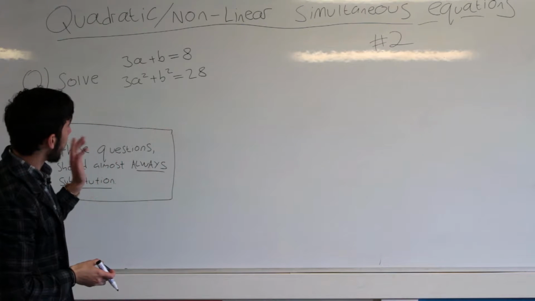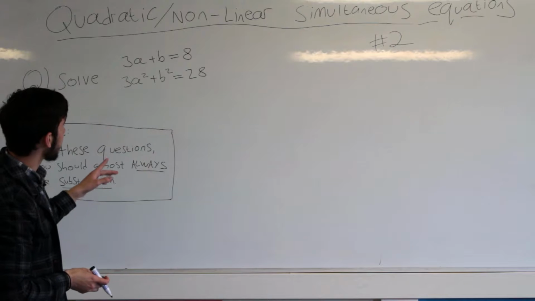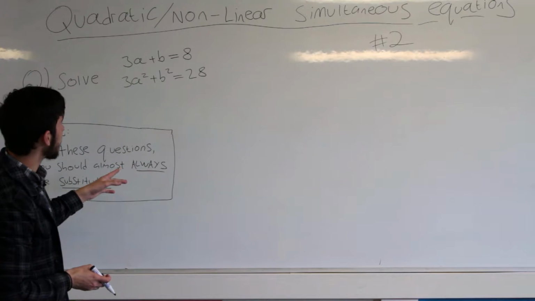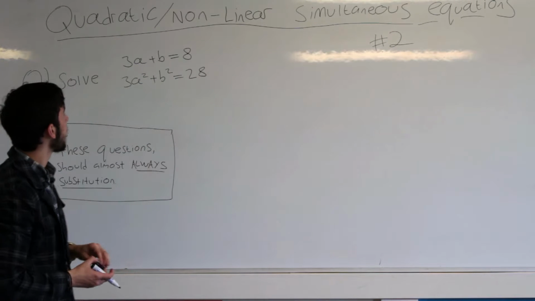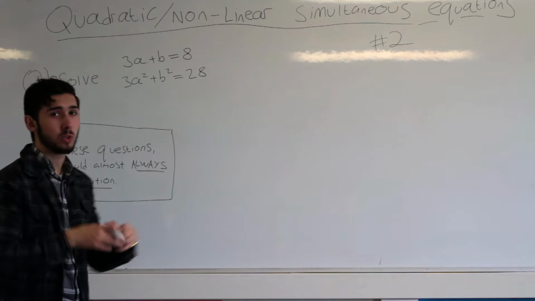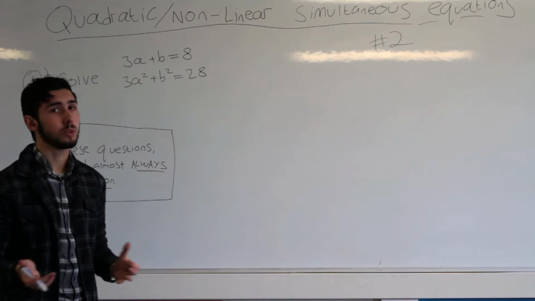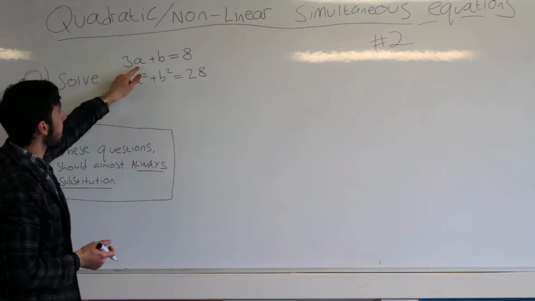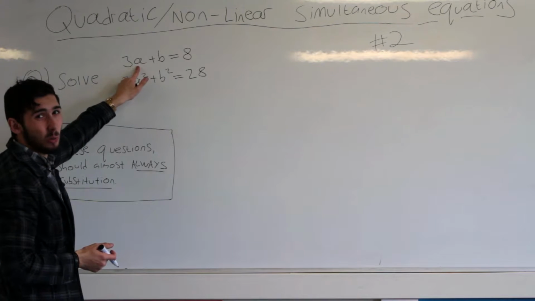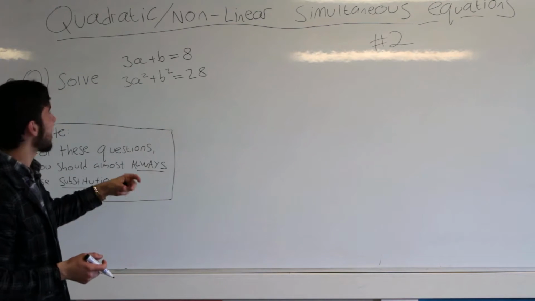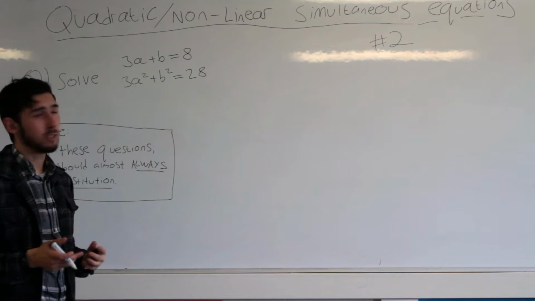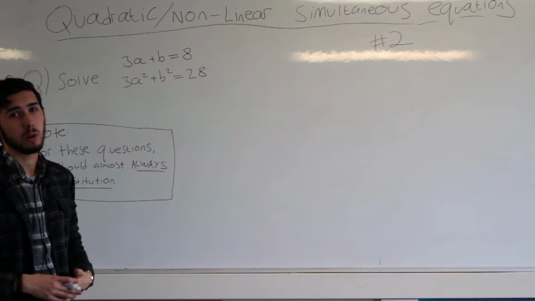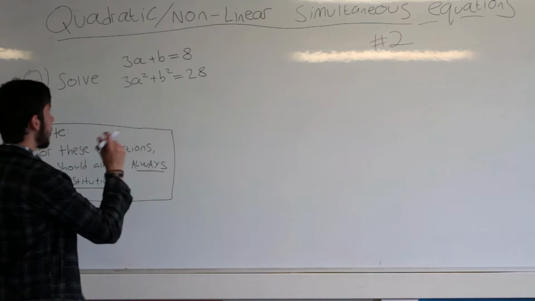So again, I'm just going to take a look at this, and I reckon, guys, I truly do, that we should rearrange the top one for B. Because again, B's on its own. It's nice when stuff's on its own. I don't want to rearrange for A in this top one, because if I did, I'd have to divide everything by 3, wouldn't I? Because I've got a 3A. I don't want to do 8 divided by 3. I don't want to do B divided by 3. So I'm going to go with B.